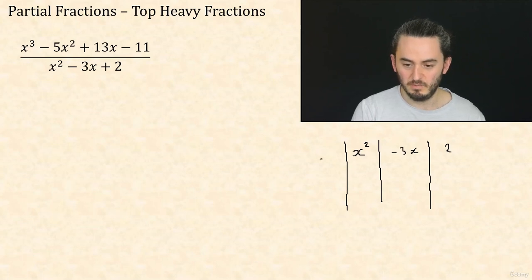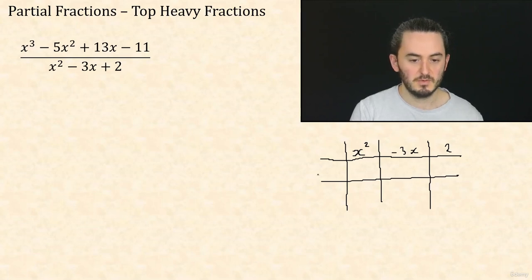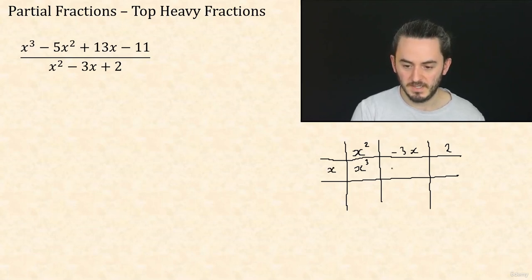So let's see what we get. All right, so I need an x cubed, right? I need to get an x cubed here. So that's going to be x cubed. What do I need to multiply x squared by to get x cubed? X. So now I can fill in a lot of the rest of this row. So I get a minus 3x squared here and a 2x here.